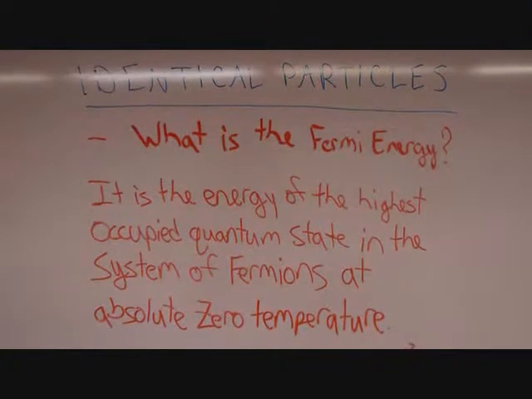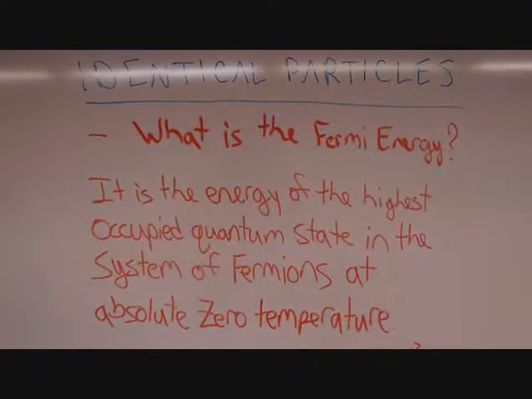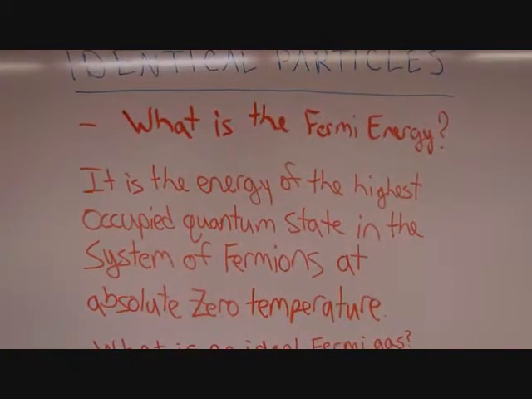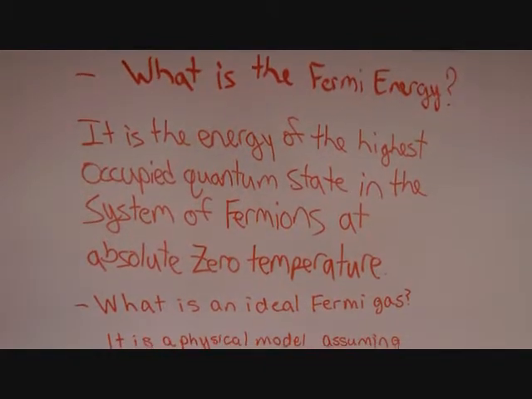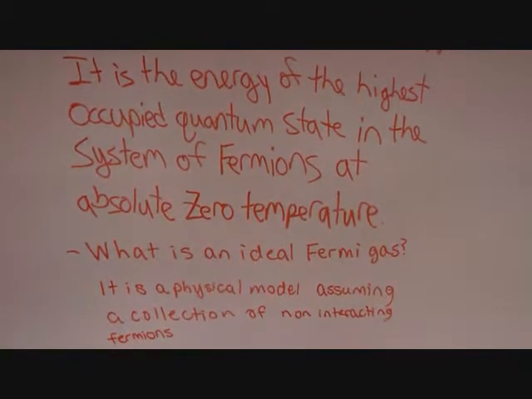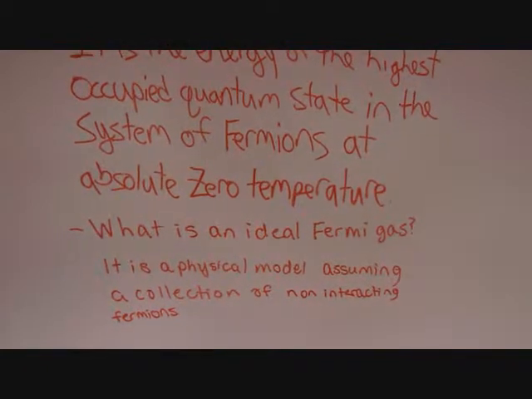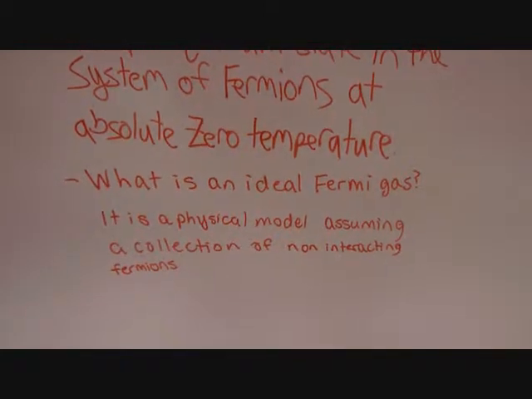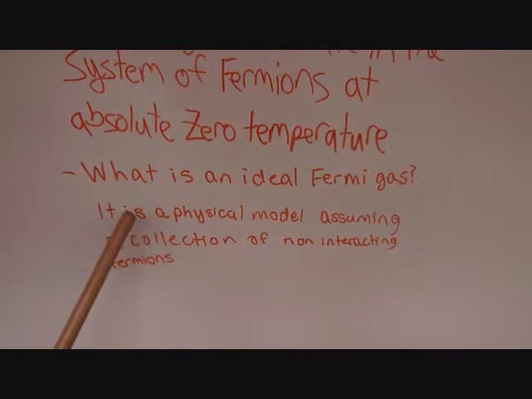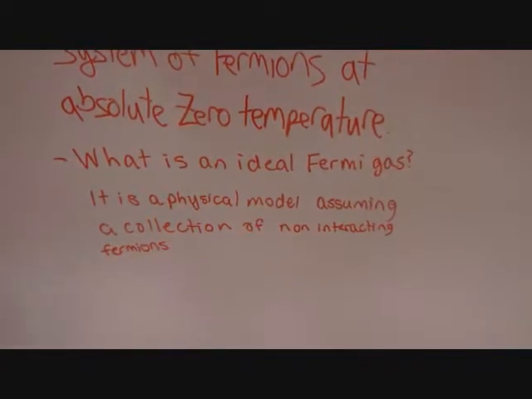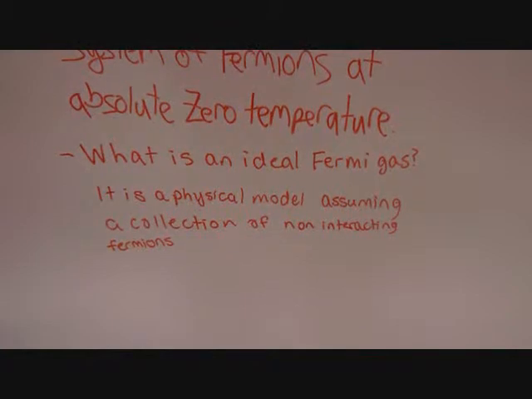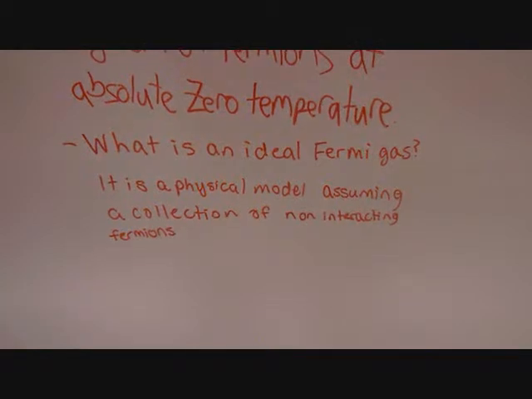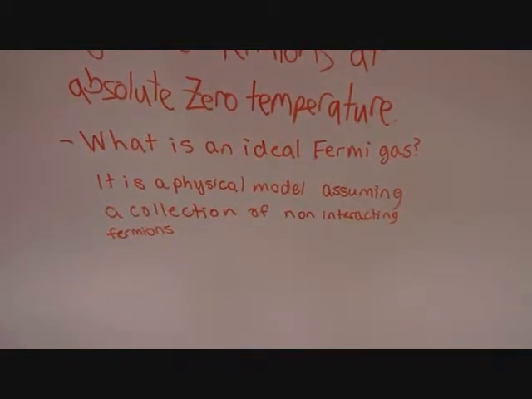Finally, we were asked, what is Fermi energy? It is the energy of the highest occupied quantum state in the system of fermions at absolute 0 temperature. Essentially, this means that even at absolute 0, there is movement of particles, and that everything is always moving. Nothing is completely stationary in real systems. The second question is, what is an ideal Fermi gas? It is a physical model assuming a collection of non-interacting fermions. Essentially, it is the quantum mechanical version of an ideal gas.